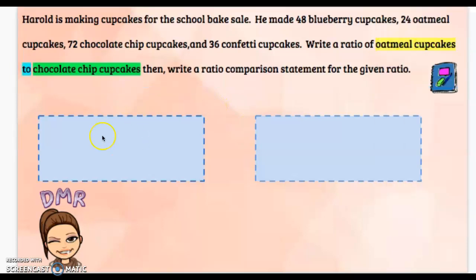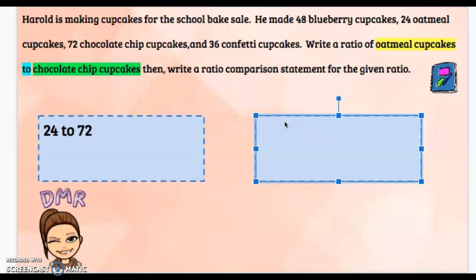So how many oatmeal cupcakes do we have? Let's look here. Oatmeal, 24. Because that's right here, and they only want a ratio. They're not saying 3. We can just write 24 to. How many chocolate chips? 72 chocolate chips. So I'll say 24 to 72.